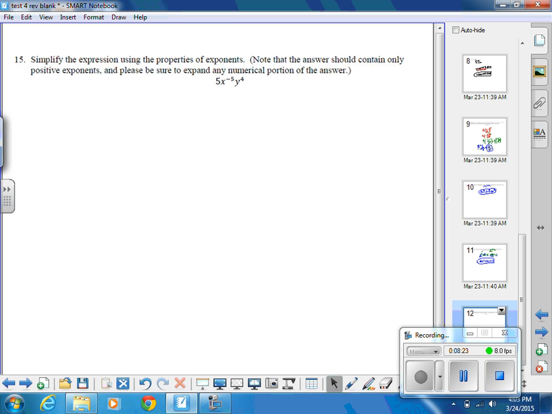Now, the very last one is simplify the expression using properties of exponents. Make sure we have positive exponents. So the one that we're really going to have an issue with is this one here. Now, this is 5x to the minus 5, y to the 4th. This, with the negative 5, is only being applied to this right here. This 5 and this y to the 4th have nothing to do with that negative 5 exponent. Okay? So, I just need to change this stuff here.